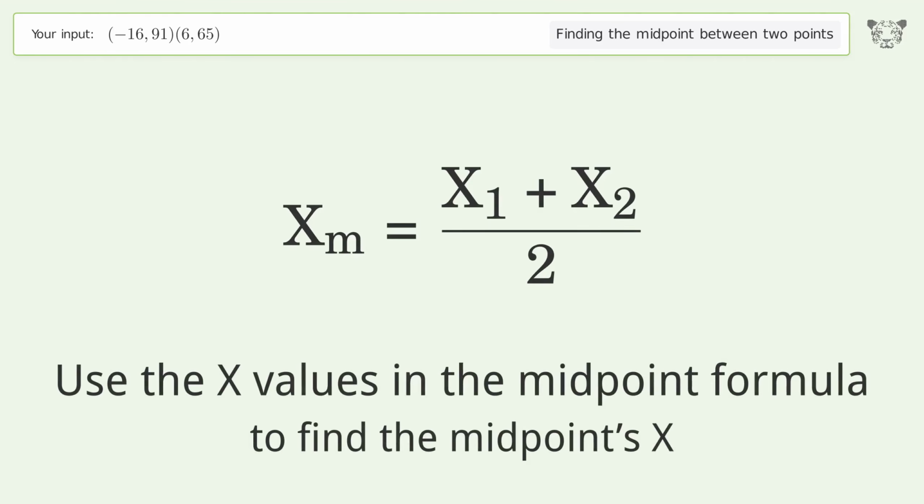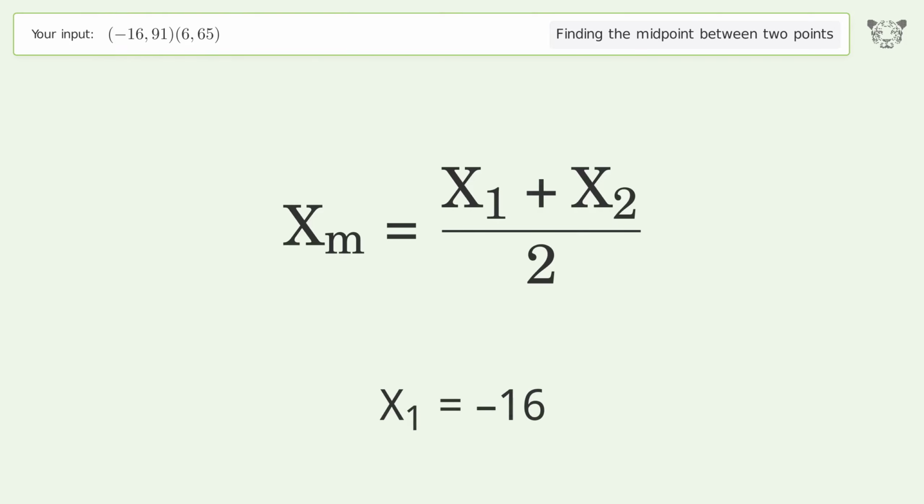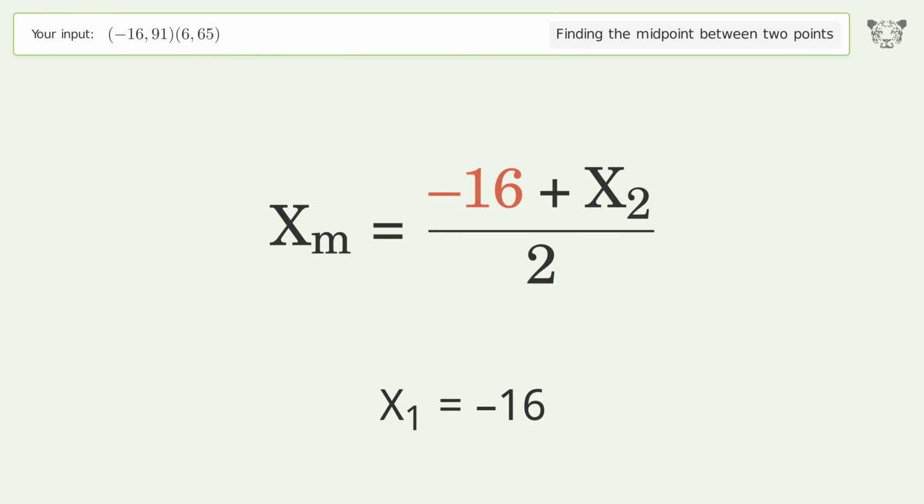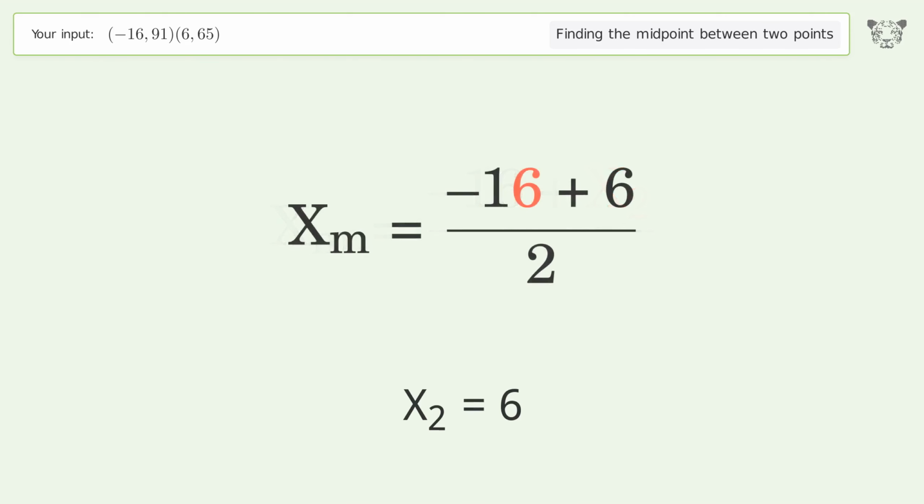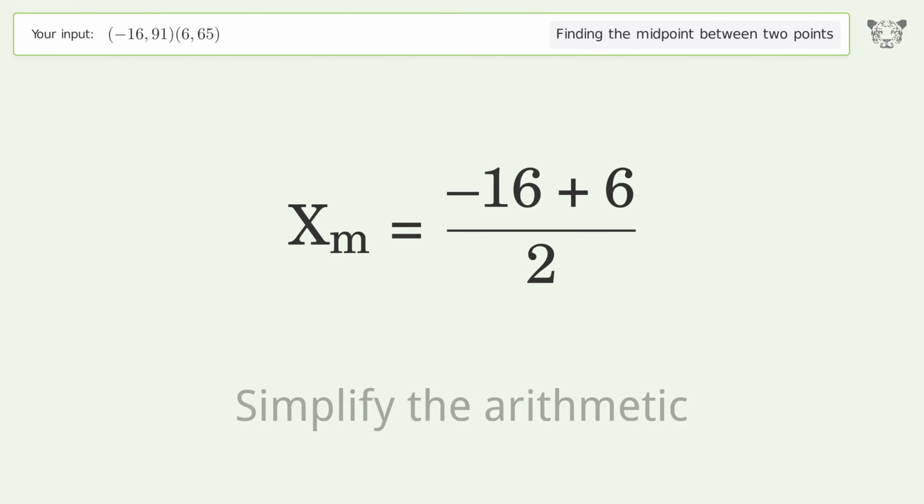Use the x values in the midpoint formula to find the midpoint's x. x1 equals -16. x2 equals 6. Simplify the arithmetic.